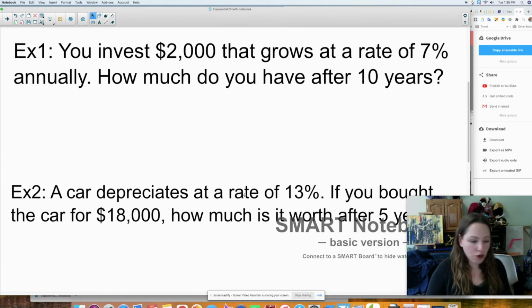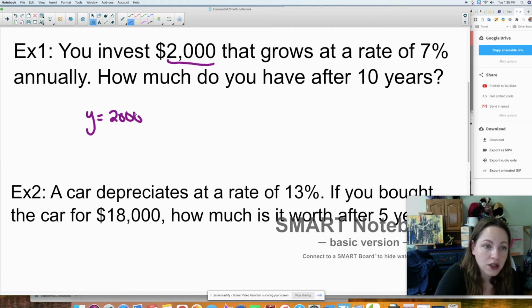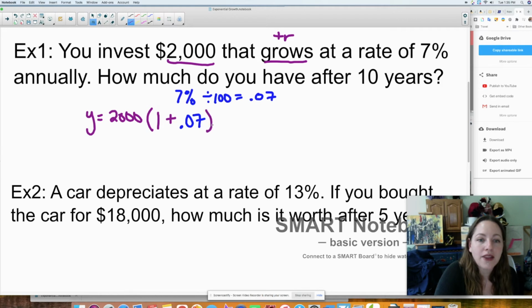You invest $2,000 that grows at a rate of 7% annually. How much do you have after 10 years? So after you write that, we're going to set it up. So we have Y equals, or A equals, okay, the initial amount. So the initial amount is the $2,000. Parenthesis. Since it says grow, I know it's going to be plus R. So I write 1 plus, because we're always starting at the initial amount, which is 1. Then the rate is 7%. So you have to convert that to a decimal. So you divide it by 100, which equals 0.07, and that's the number that you plug in here. And then the exponent is the time, and that's 10 years.